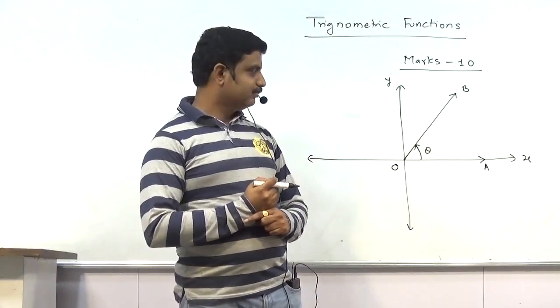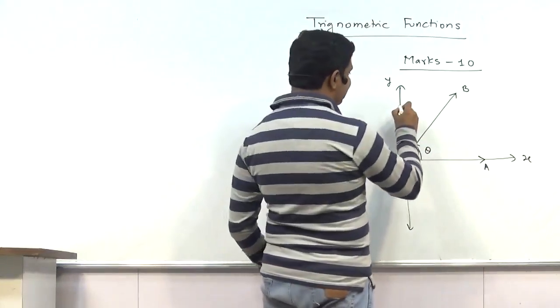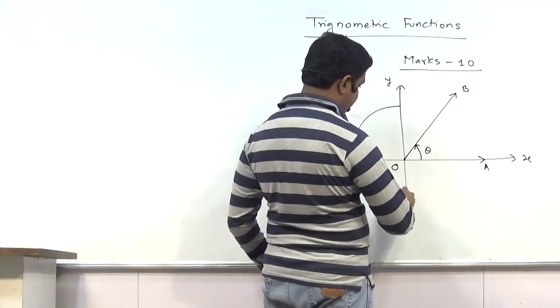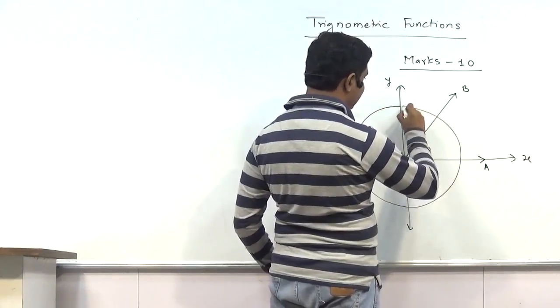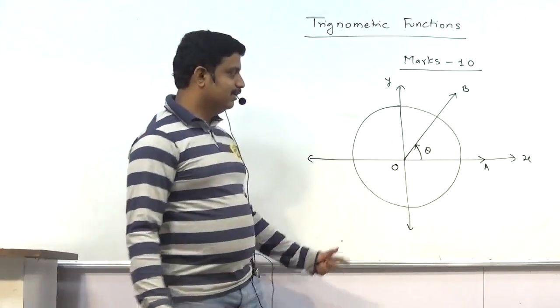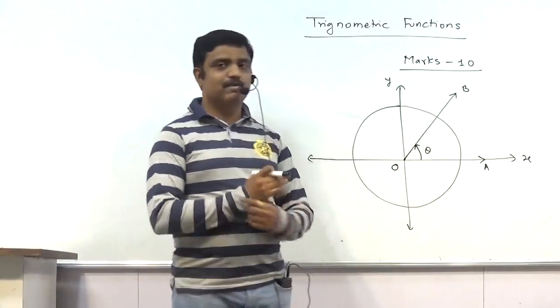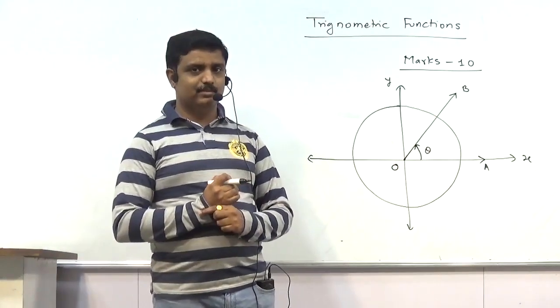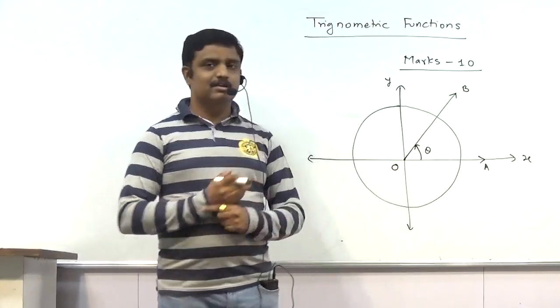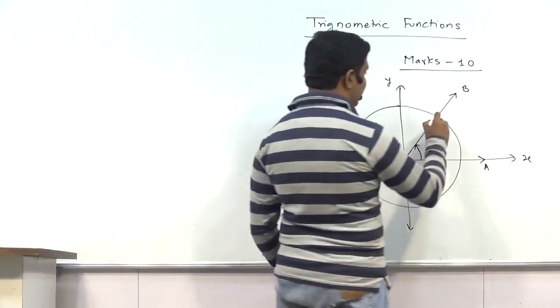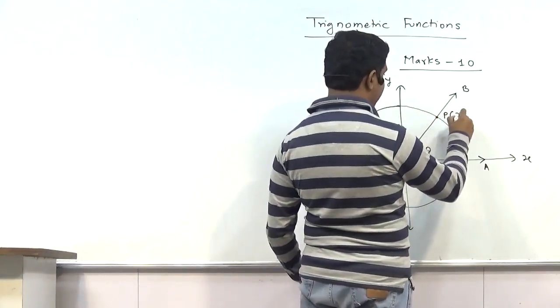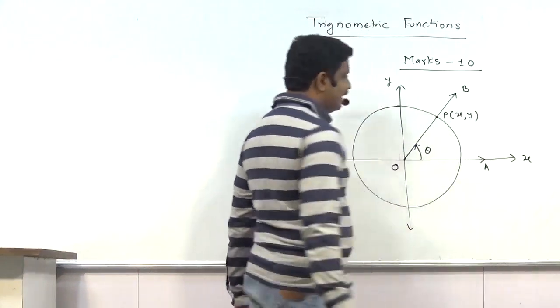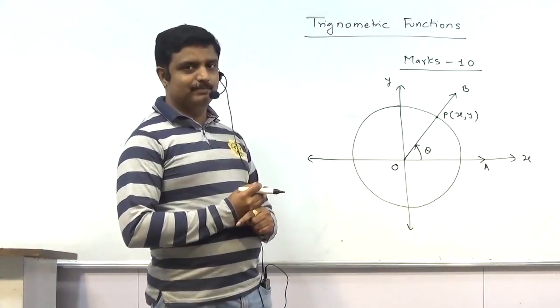Now draw a unit circle, a circle with center at origin and radius equal to 1 unit, like this. This unit circle will cut the terminal arm at a certain point P whose coordinates are x, y.